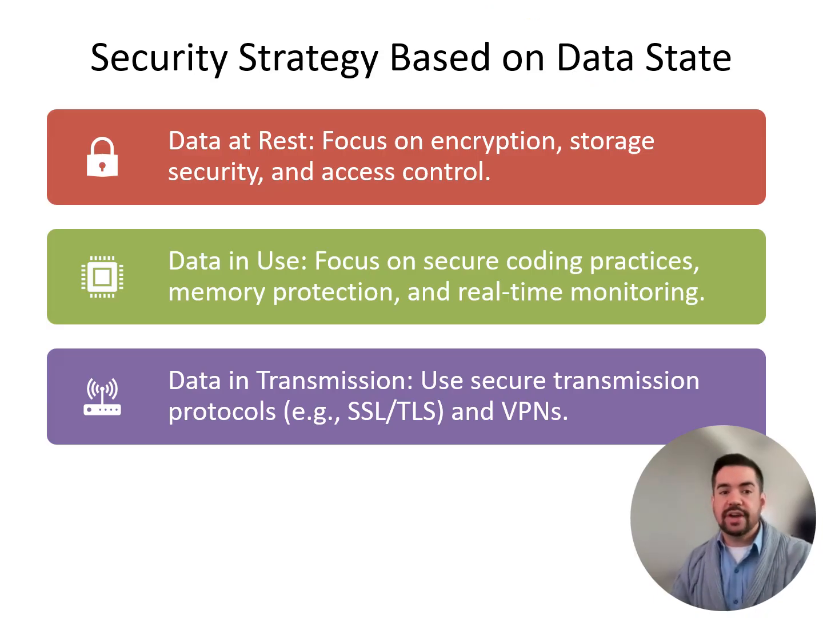There are three different strategies that are needed depending on whether the data is at rest, in use, or in transmission. For data at rest, focus on encryption and making sure only authorized users have access to it. For data in use, secure coding practices and memory protection help ensure that data is safe while being processed. For data in transmission, encryption and VPNs ensure data security during transmission.